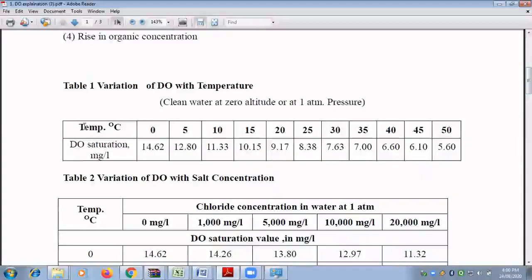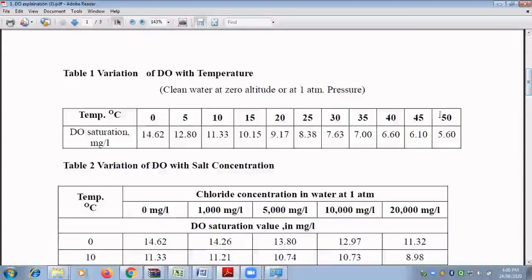If my temperature is 0 degrees Celsius, as I said earlier, the DO saturation value in mg per liter is 14.62. Similarly, if it is 5, then it is 12.80, and as you go on increasing the temperature, you will see that the DO saturation value goes on changing. For 50 degrees Celsius, the DO saturation value is 5.60, which is far less than 14.62 for 0 degrees Celsius.